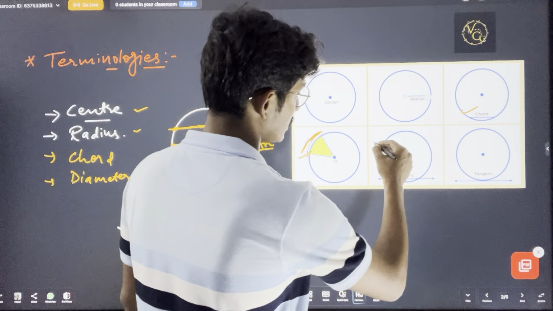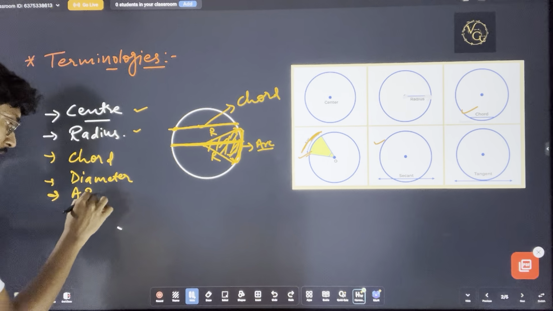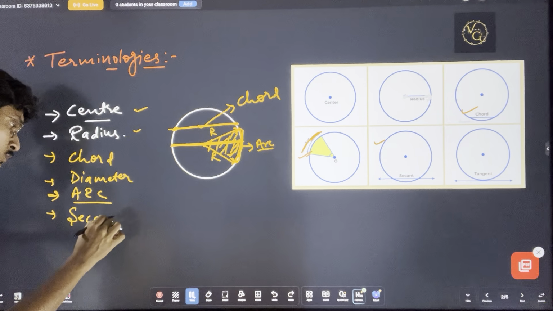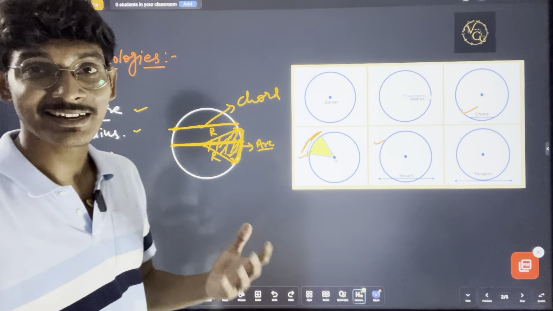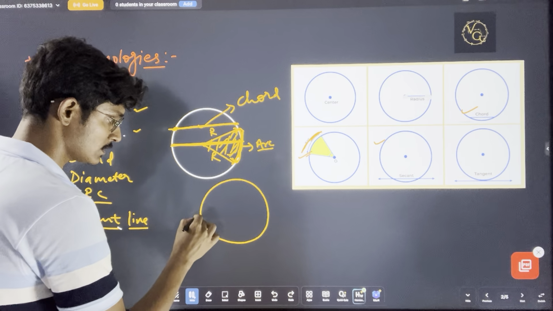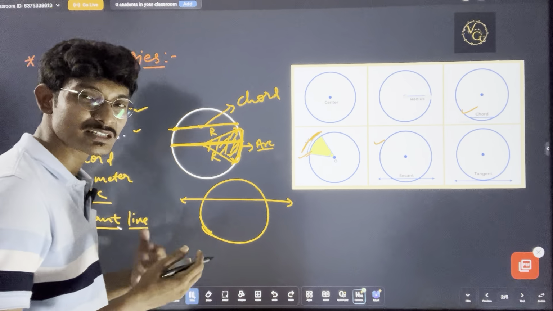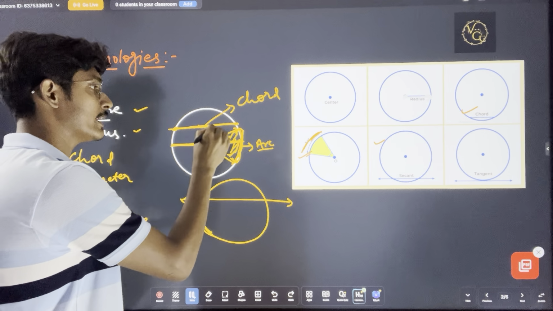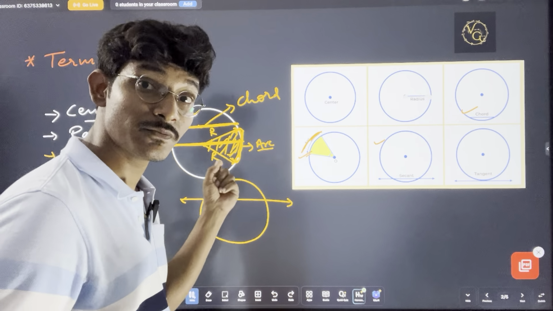Now another thing is coming here. After diameter we have come to know about the arc. Now we are going to learn about secant line. So what is secant line? A secant line is nothing but when you have a circle and there is a line crossing it anywhere. Like, a chord is what? A chord has two end points and the end points are on the circumference only.